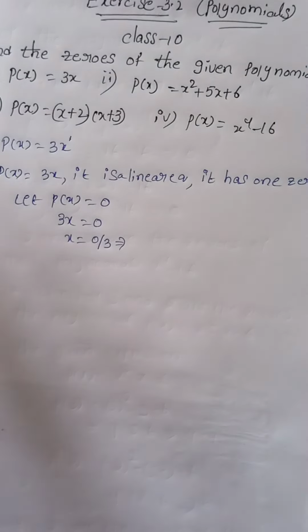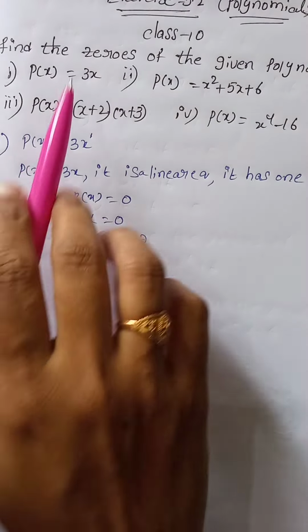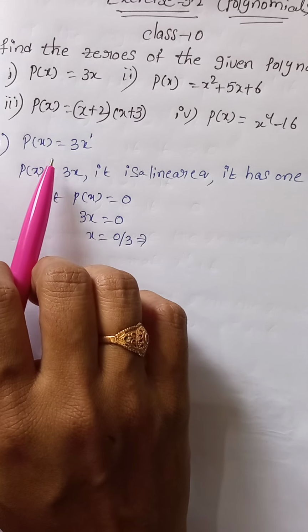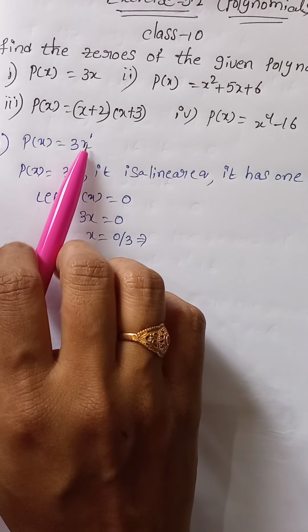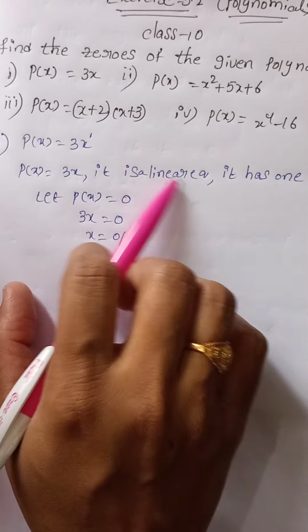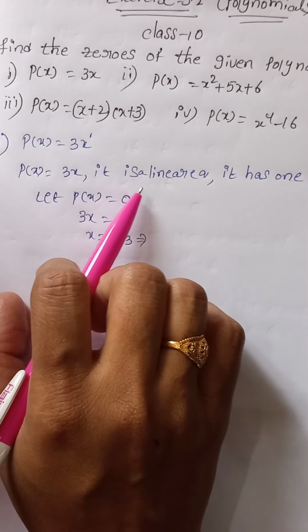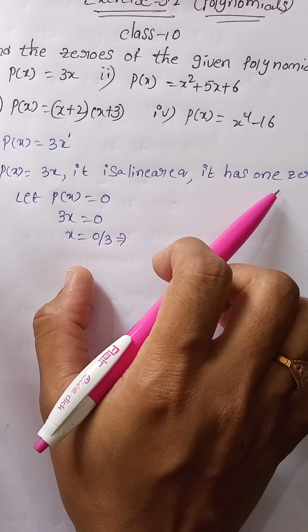Now move on to the first problem, that is p of x equal to 3x. Here x power is 1. It is a linear polynomial. It has only one zero.